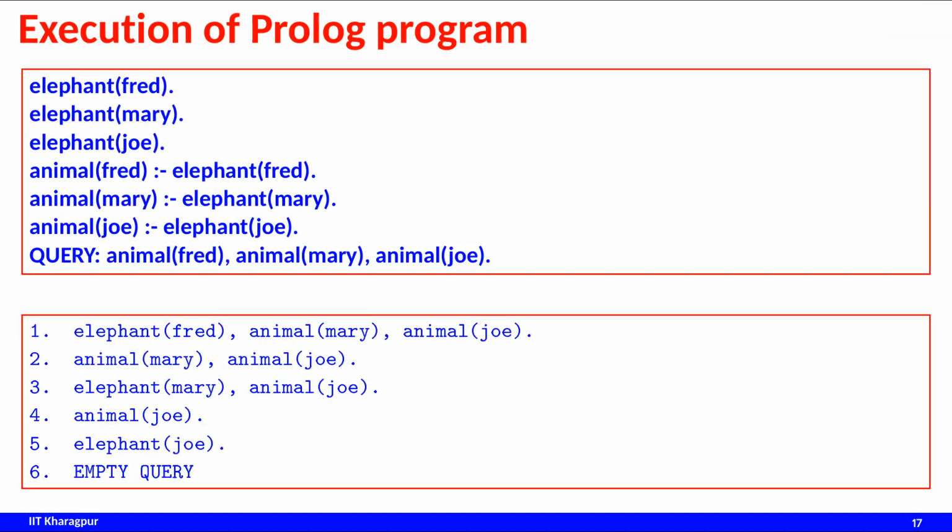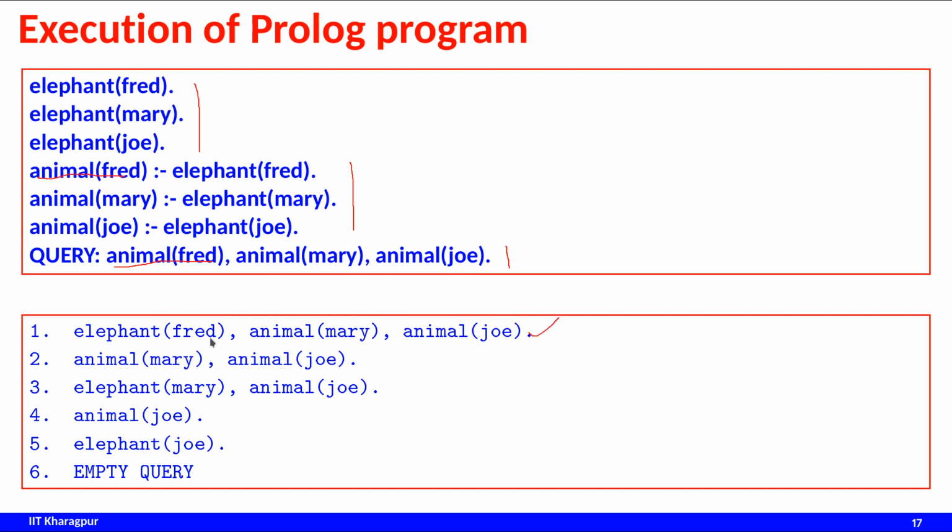In the example that we were talking about earlier, we have these ground truths, these rules, and our query. When we get this query, animal Fred, animal Mary, animal Joe, we choose the predicate animal Fred and search from top to bottom. We can search in different ways, but Prolog follows this manner. The interpreter starts matching from the top. Here I can see one match, animal Fred. This animal Fred will be replaced with the right-hand part of the rule body, elephant Fred, and the rest of the terms will remain the same.